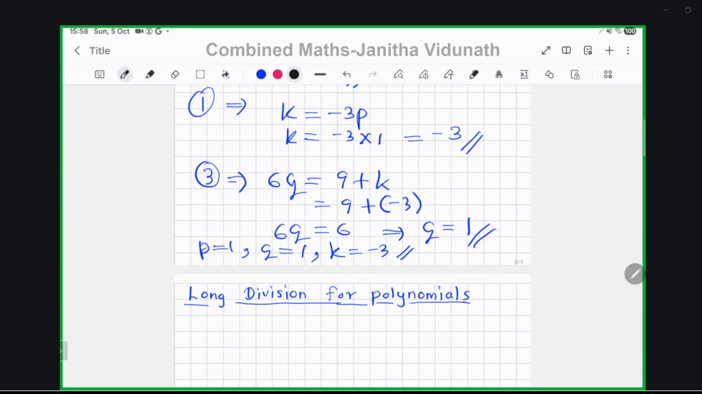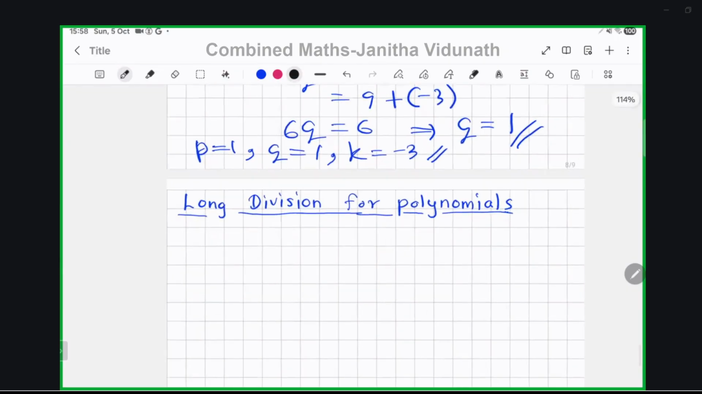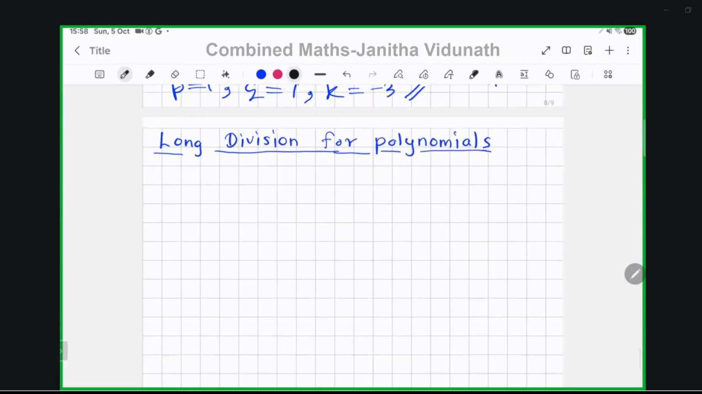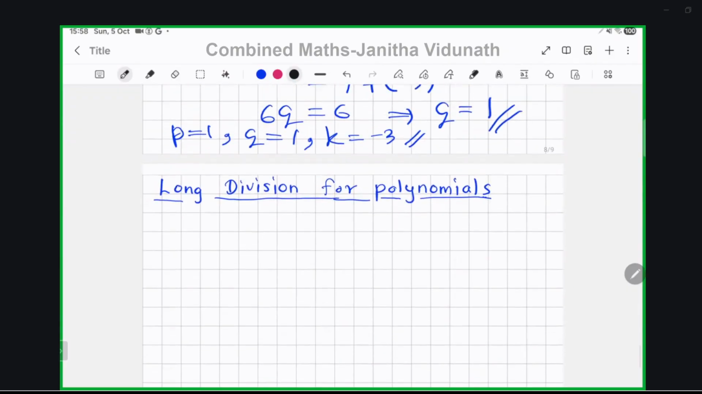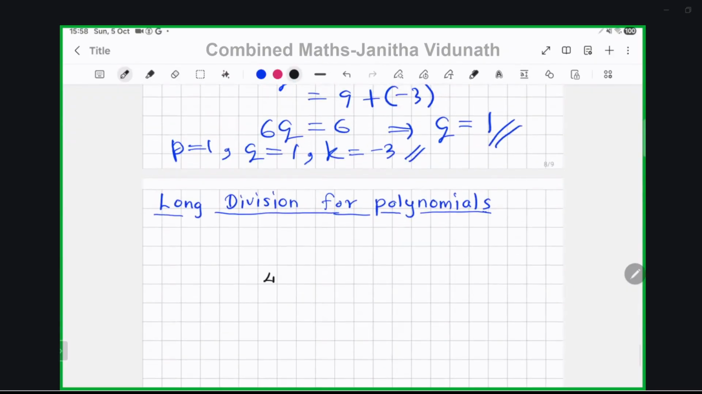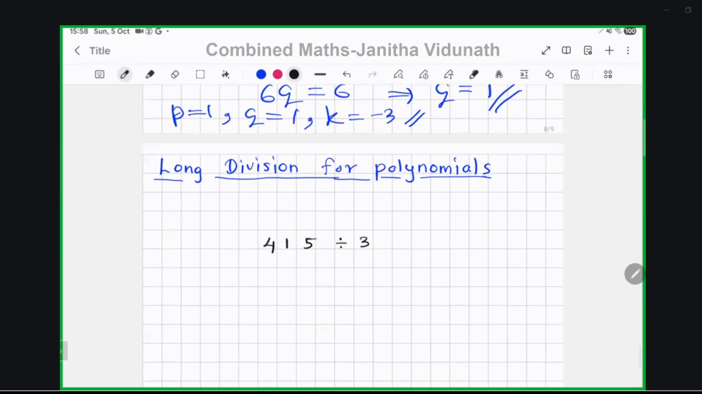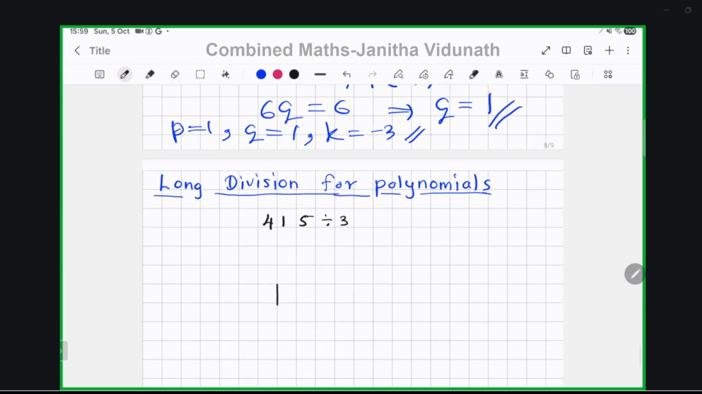Okay, first I will explain how long division works with a numerical example. Let's say we have 450. We need to divide this by 3. Four hundred and 15 by 3. Okay. This is our long division symbol.